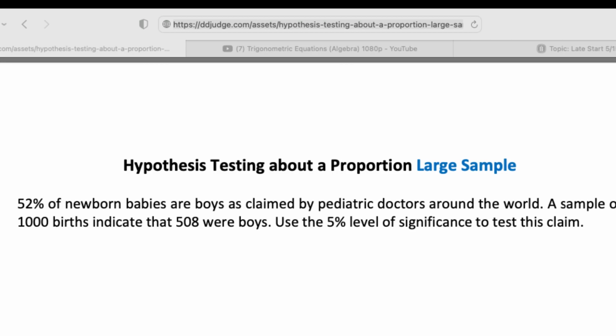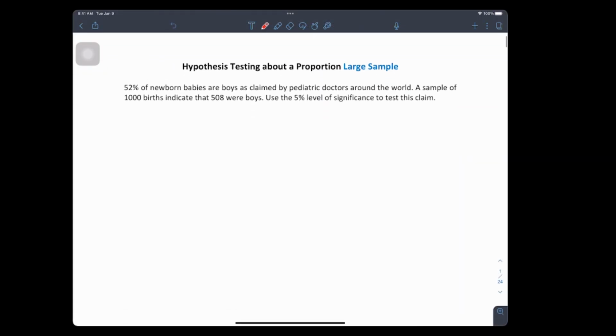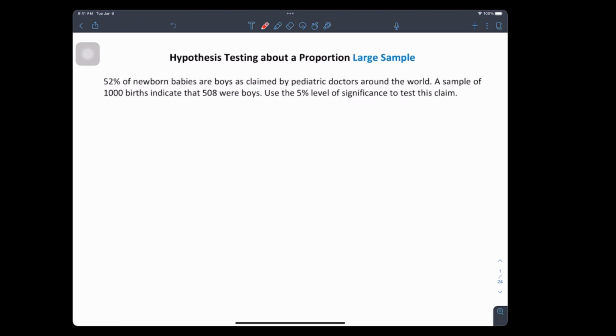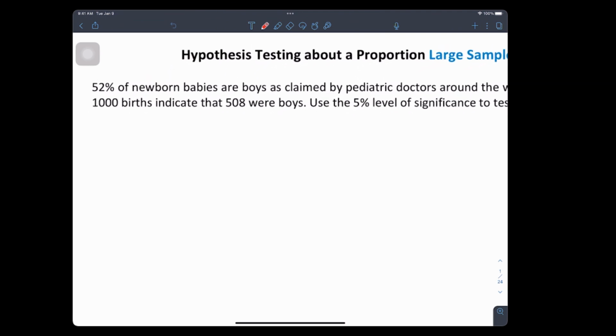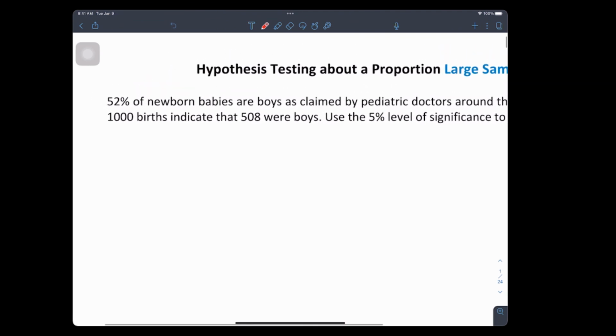If I go to the iPad, we are testing proportions. You guys remember? Hypothesis testing about a proportion. Is that right? Okay, so here we go. Let's go over this now. Did we do this example? 52% of newborn babies are boys. Nope, we didn't do that one.